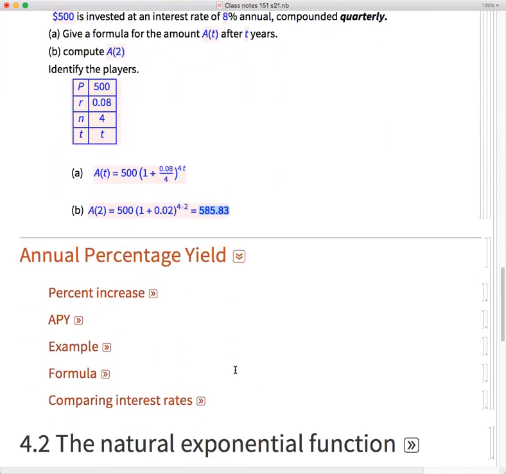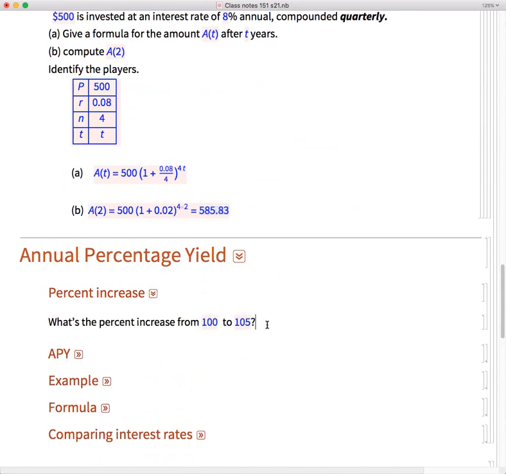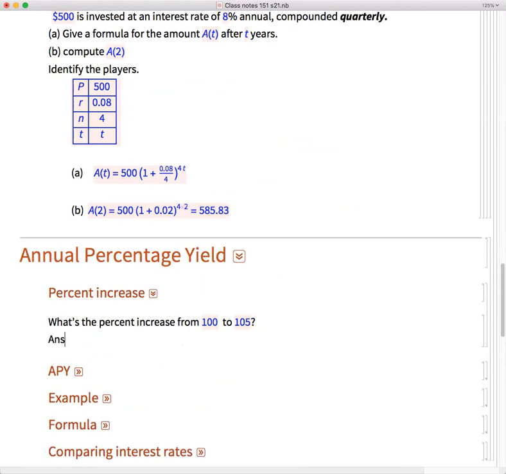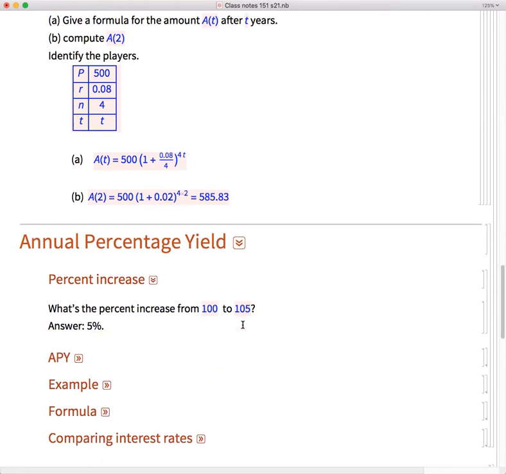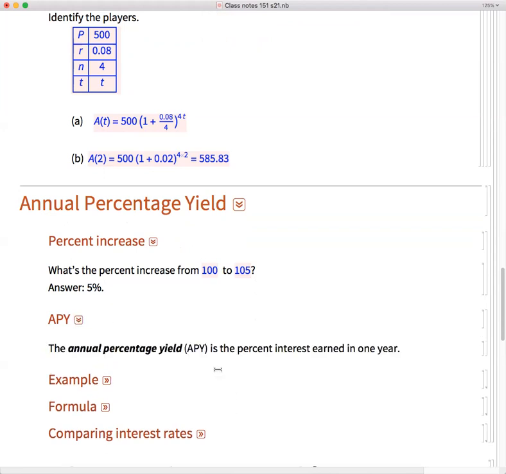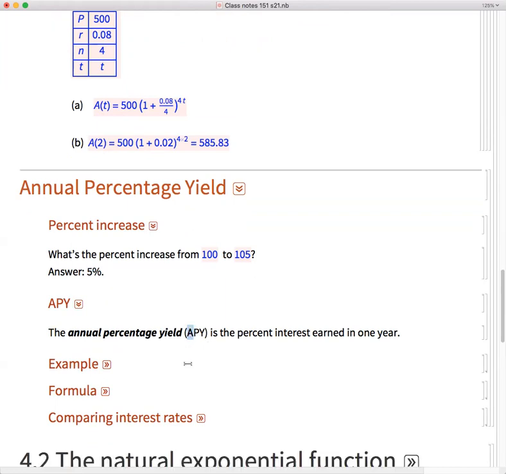All right, last topic. I hope you're still with me here. We want to talk about annual percentage yield for an investment. So this has to do with percent increases. And so we just want to make sure that we're familiar with that. If we're trying to find a percent increase from 100 to 105, the answer here is 5%. Okay, so the APY for an investment is the percent interest earned in 1 year, A for annual.